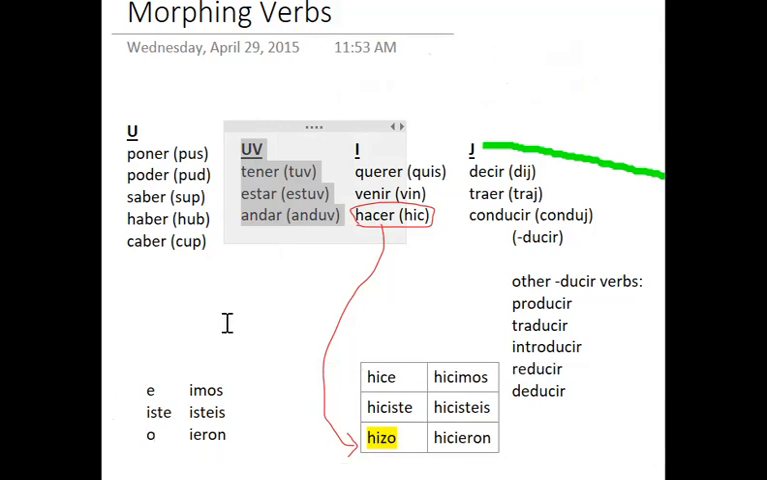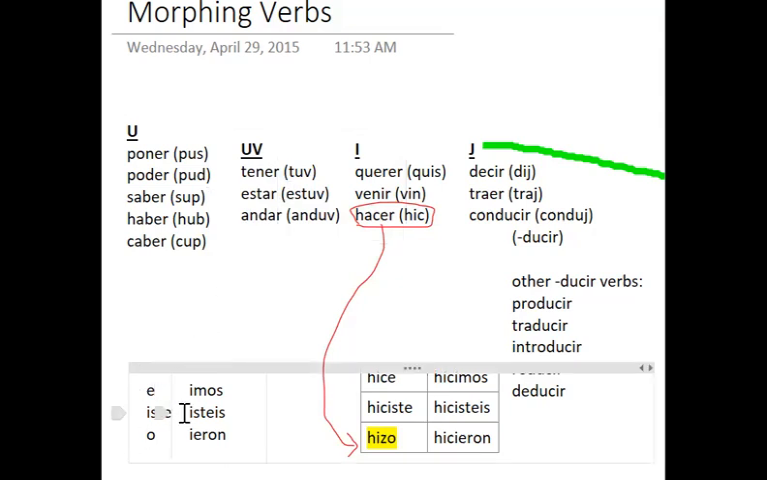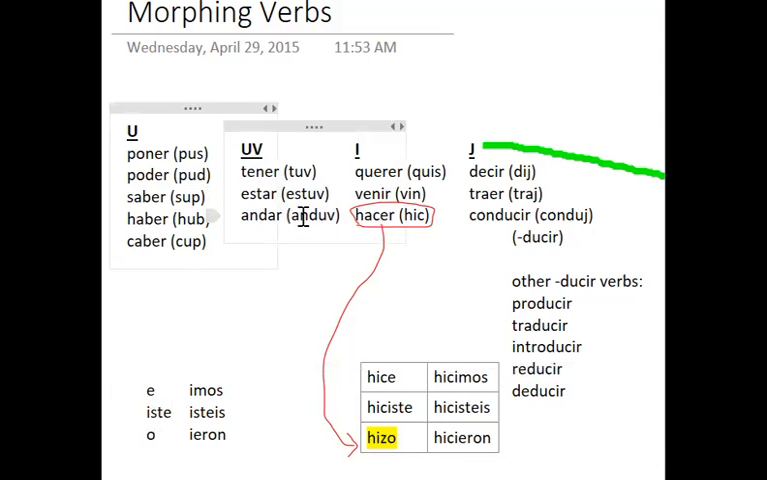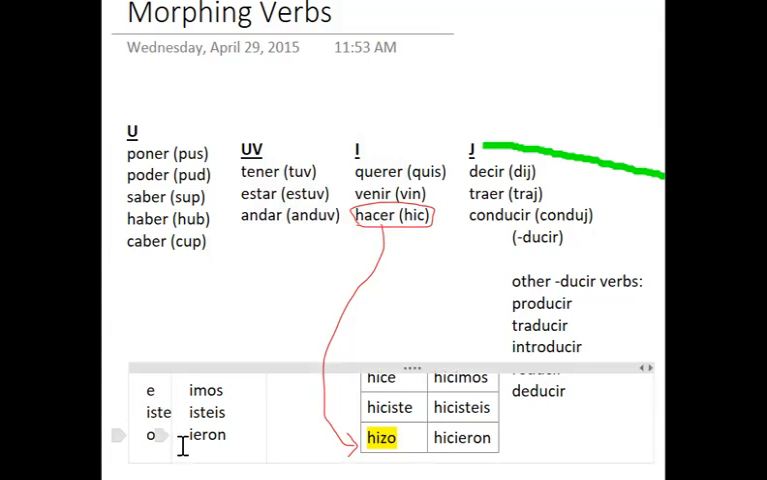Again, it doesn't matter if that's an ER verb. This is the ending that we use for it. Estar, the stem becomes ESTUV, and it's going to be that in every form. Estuve, estuviste, estuvo, estuvimos, estuvisteis, estuvieron. Andar, we got ANDUV as the stem for every form. Anduve, anduviste, anduvo, anduvimos, anduvisteis, anduvieron.